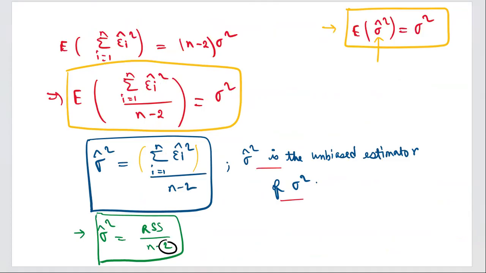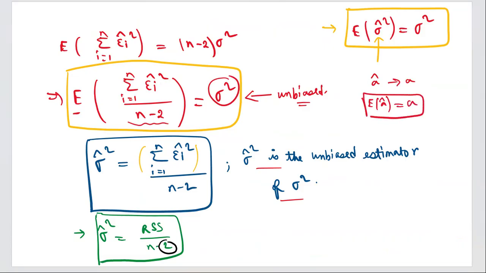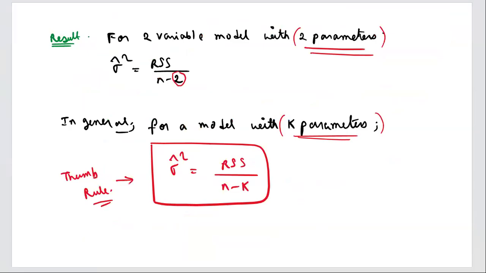So this is how you find out the unbiased estimator of sigma square. See, the expected value of this estimate is equal to the actual population parameter. That is the reason why it is unbiased. That is the property of unbiasedness. You call A cap an unbiased estimator of A when the expected value of A cap is just equal to A. And this is the property that is being satisfied here. If you take the expected value of the estimator, that is exactly equal to the population parameter. And if you have two parameters, you will have this to be the unbiased estimator. If you increase the number of parameters and go to a more complex model with more explanatory variables, then in general, this is the thumb rule that this will be your unbiased estimator.